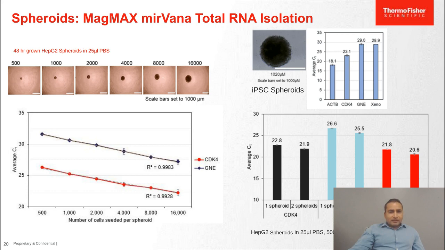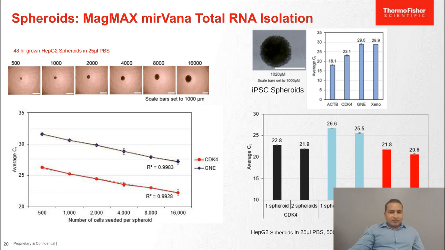On the top right, you can see we looked at spheroids generated from induced pluripotent stem cells, or iPSCs. These were significantly larger in size compared to the HepG2 spheroids on the left. We performed an extraction using the MagMAX mirVana kit and looked at gene expression profiles from these spheroids. We also included an internal positive control, the GeneRNA spike-in control, to compare the performance of the kit and check for RNA inhibition from these samples.